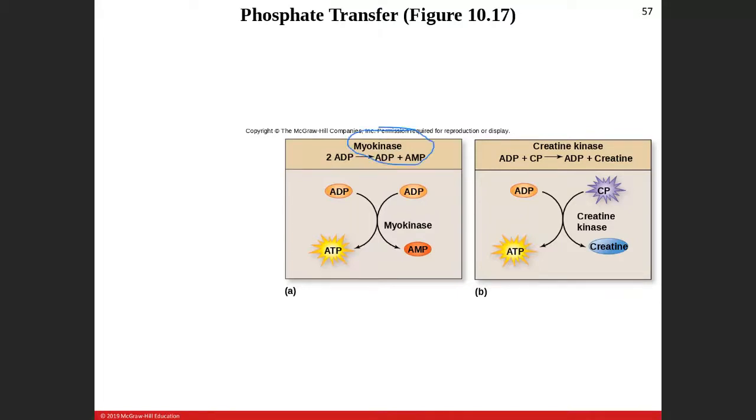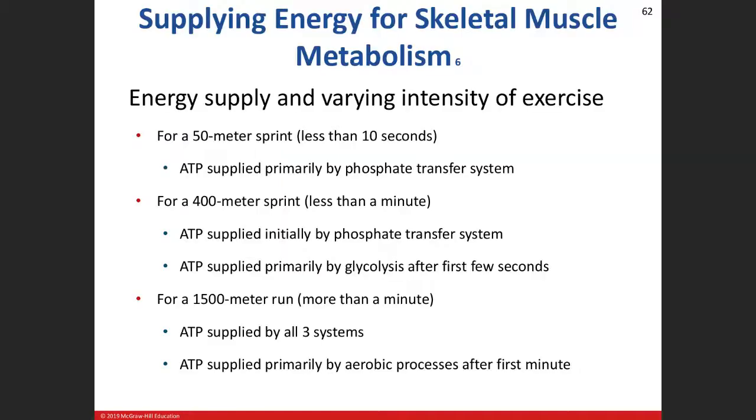Myokinase, Creatine Kinase. If you look at the word phosphate transfer system, remember what I told you, we're going to transfer a phosphate from one thing to another. That's what that is, in case you weren't sure. So that's going to occur primarily for short bursts of energy.